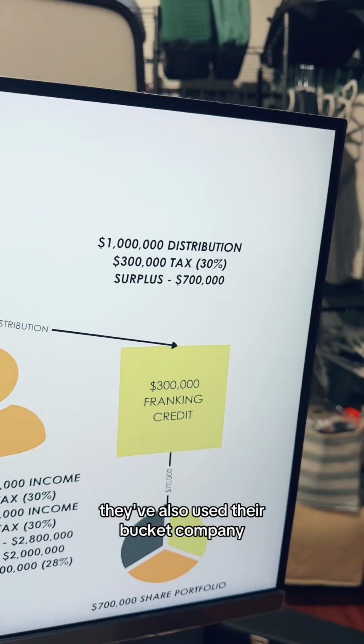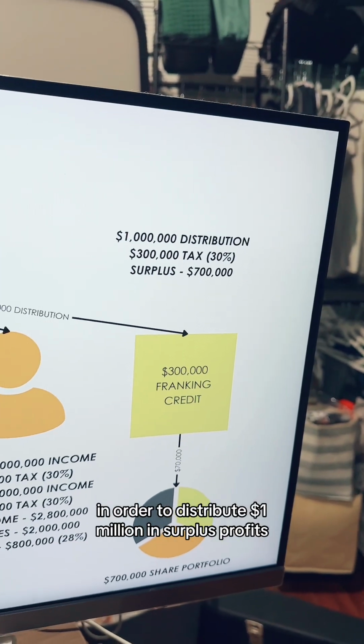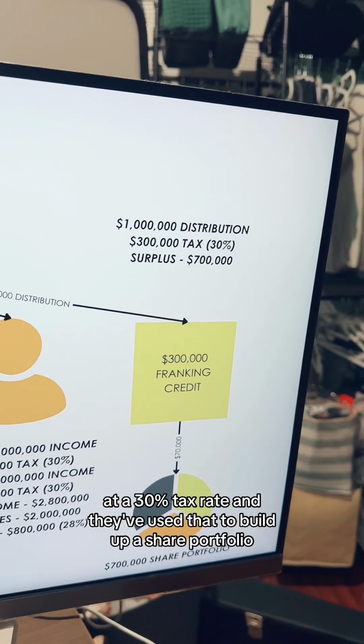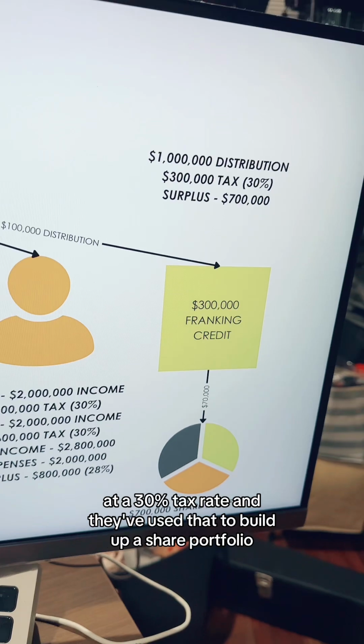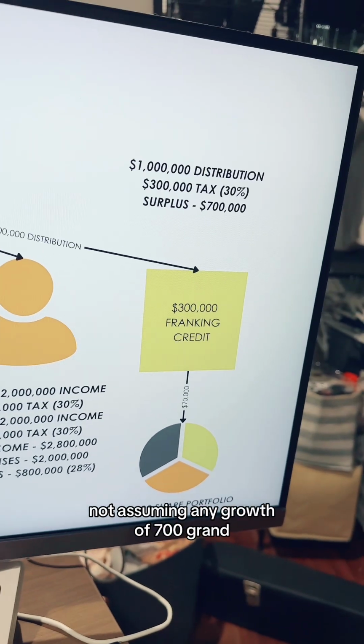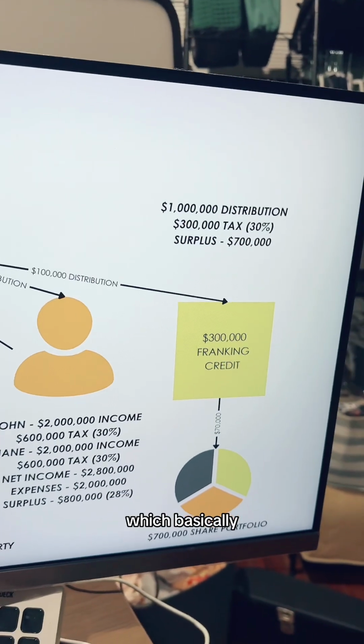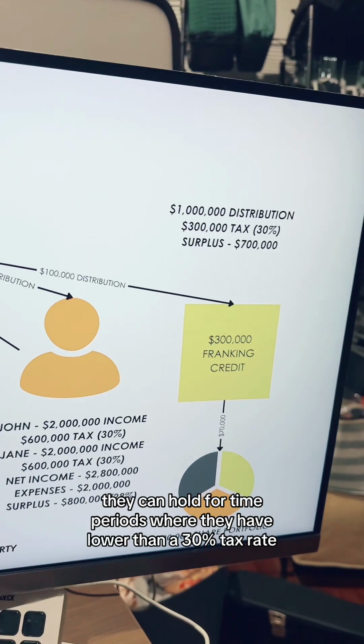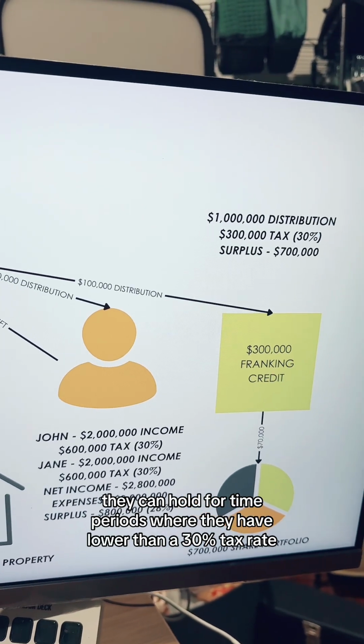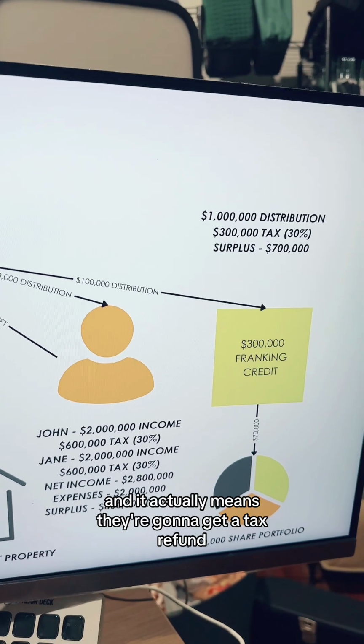They've also used their bucket company in order to distribute $1 million in surplus profits at a 30% tax rate, and they've used that to build up a share portfolio, not assuming any growth, of 700 grand. But what they've now got is $300,000 in franking credits, which basically they can hold for time periods where they have lower than a 30% tax rate, and it actually means they're going to get a tax refund.